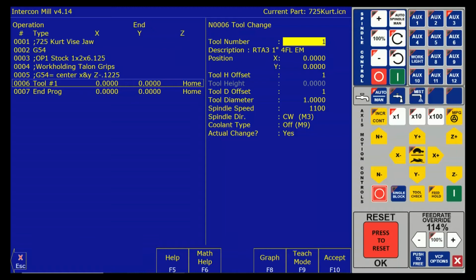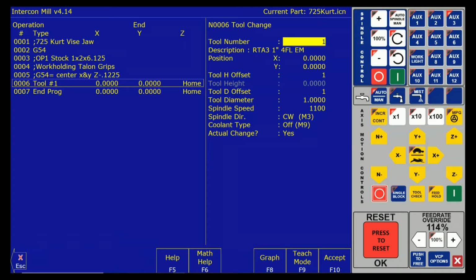Going to use tool 1 in my first machining operation. What's our first machining operation typically? Facing. What does facing do for us? It establishes a Z datum. All right? And it is usually the first thing we do.